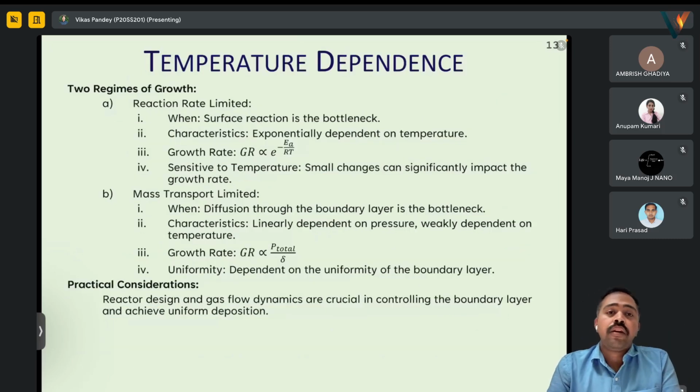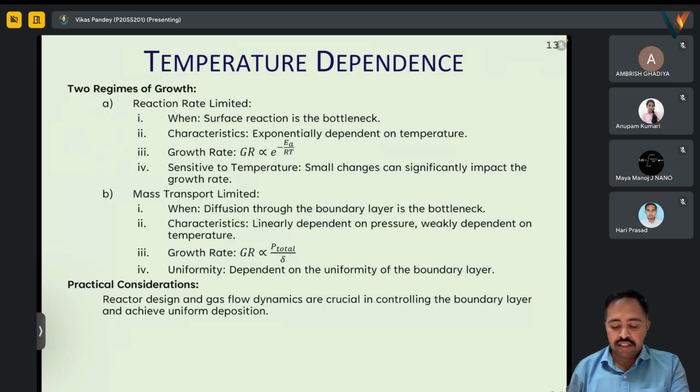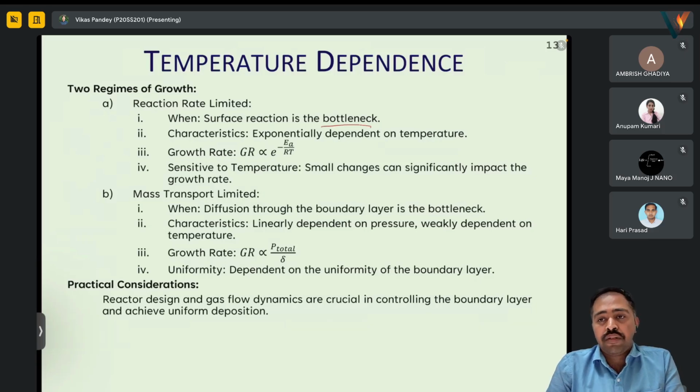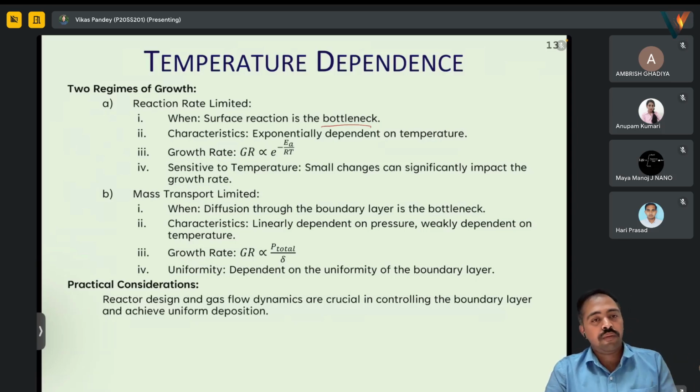Then, based on the temperature also, there will be two regimes of growth. One is reaction rate limited, the second one is mass transport limited. The reaction rate limited is when the surface reaction is at the bottleneck. It will exponentially depend on temperature. Surface is readily available. We don't have an issue of reaction sites, we can say.